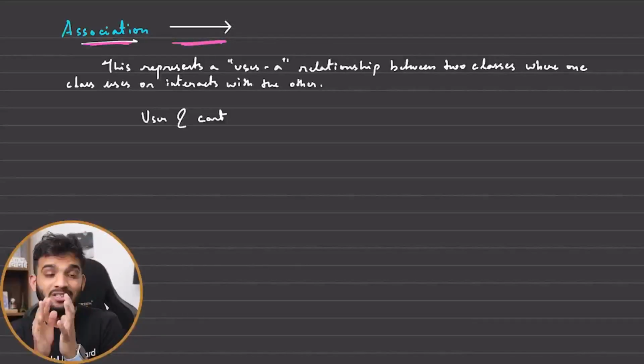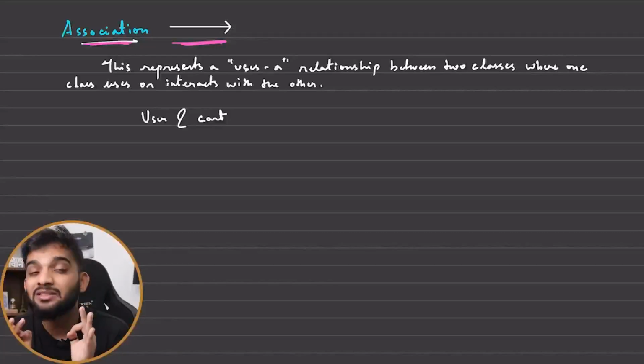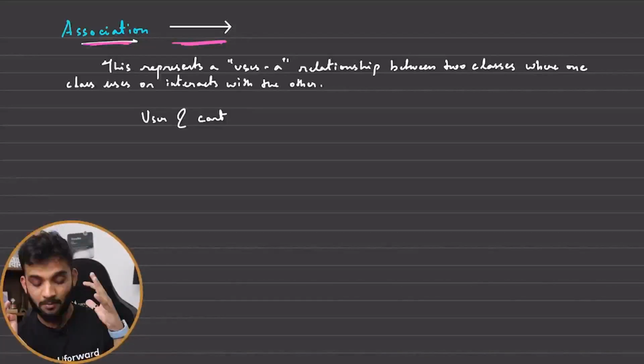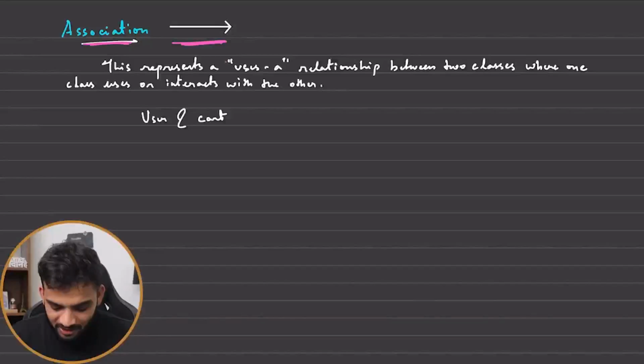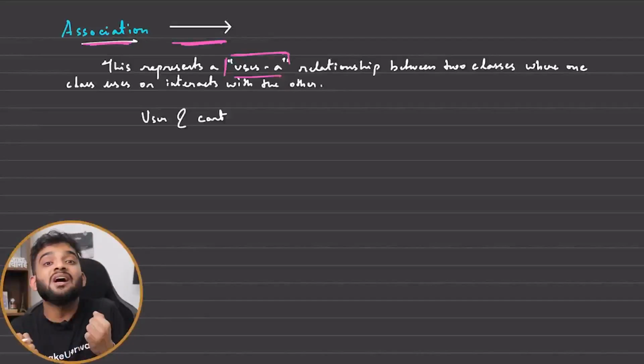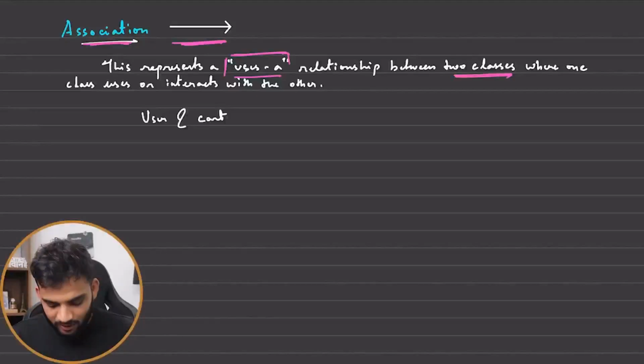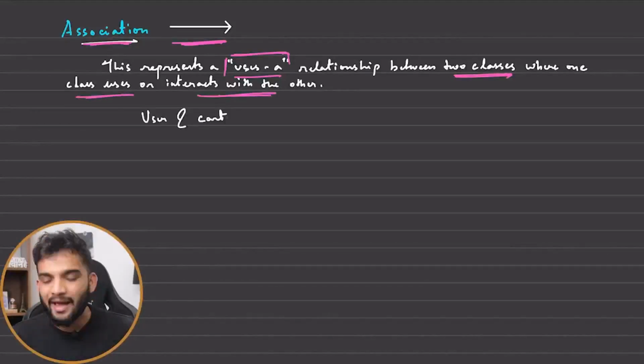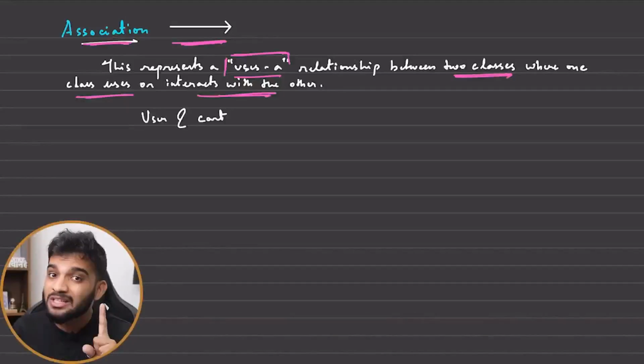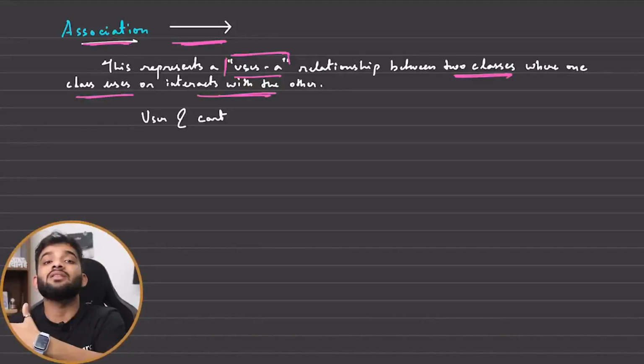Whenever you see this particular arrow, that means there is an association relationship. Now, what is the definition? This represents a uses-a relationship. Uses-a relationship. I'll explain. Between two classes where one class uses or interacts with the other. Very important: uses or interacts with the other.